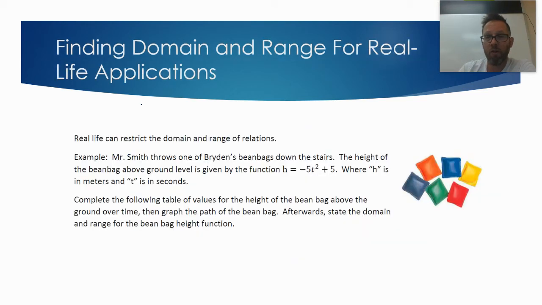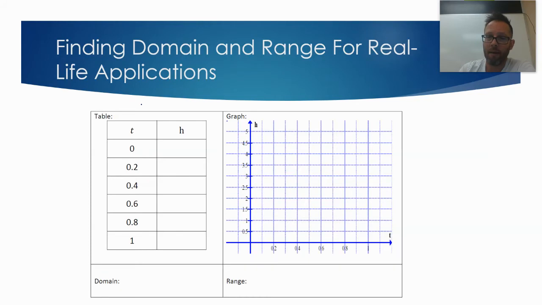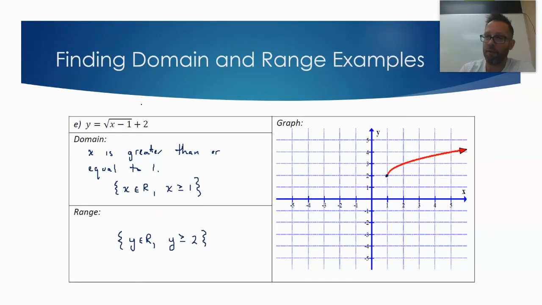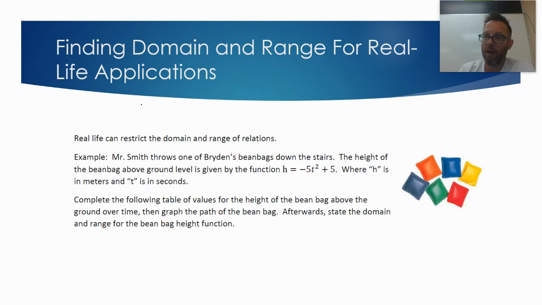All right, we got 2 more examples. A little heavier lesson today. Definitely some new terminology and maybe some new notation for you as well. But sometimes what we're going to find is that real life can restrict domain and range. It might not be exactly what we think. So let me show you an example of that.